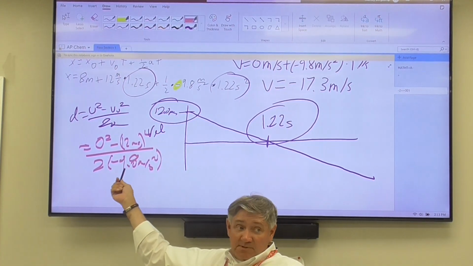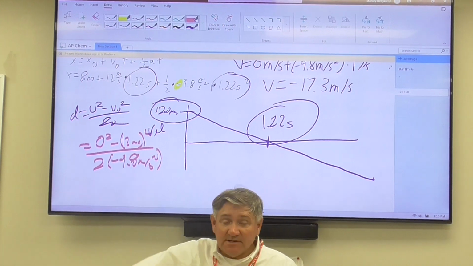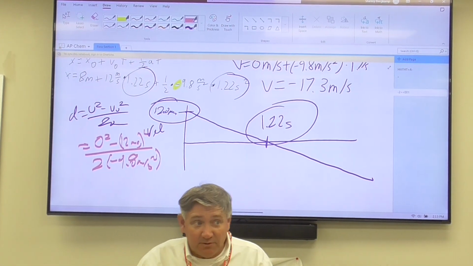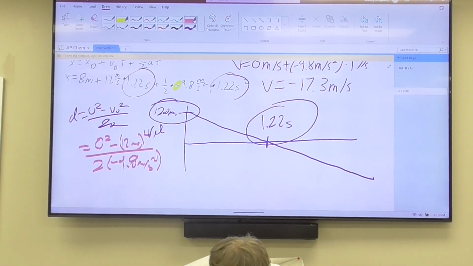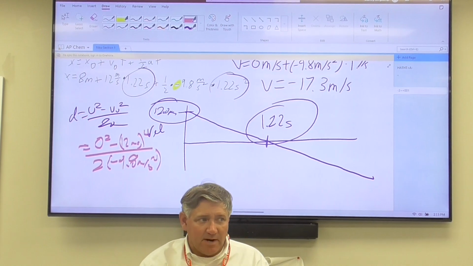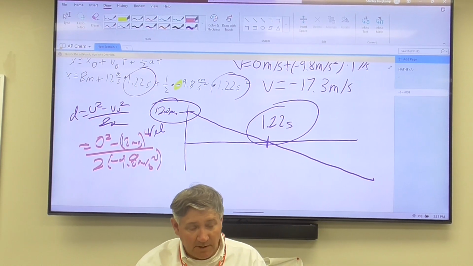Because if you just put 9.8, you're going to generate a negative distance. So you're going to tell me you're going to throw the ball up, but the maximum height is going to be below the ground. Okay? Cool. Probably not going to happen.